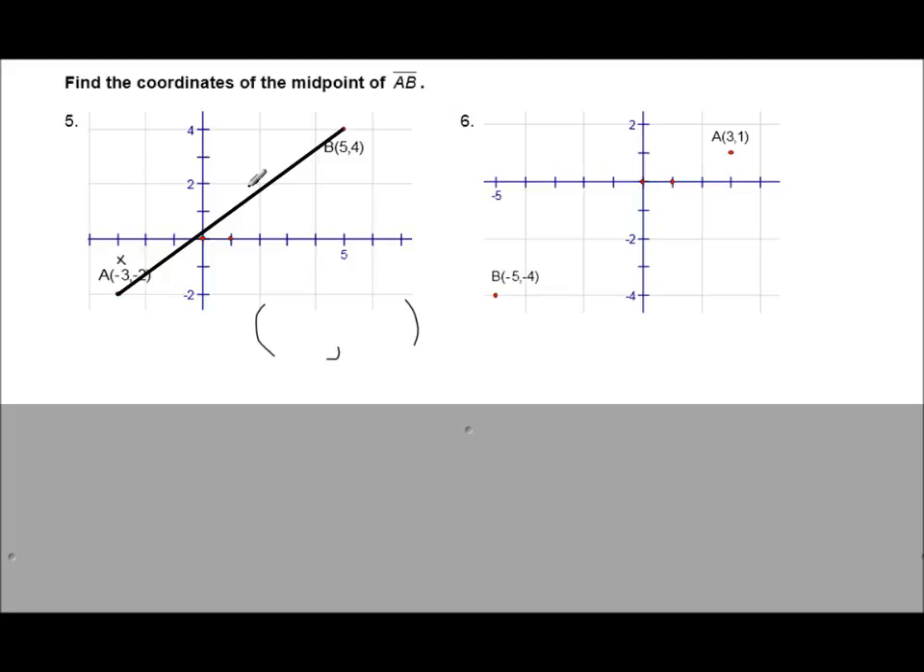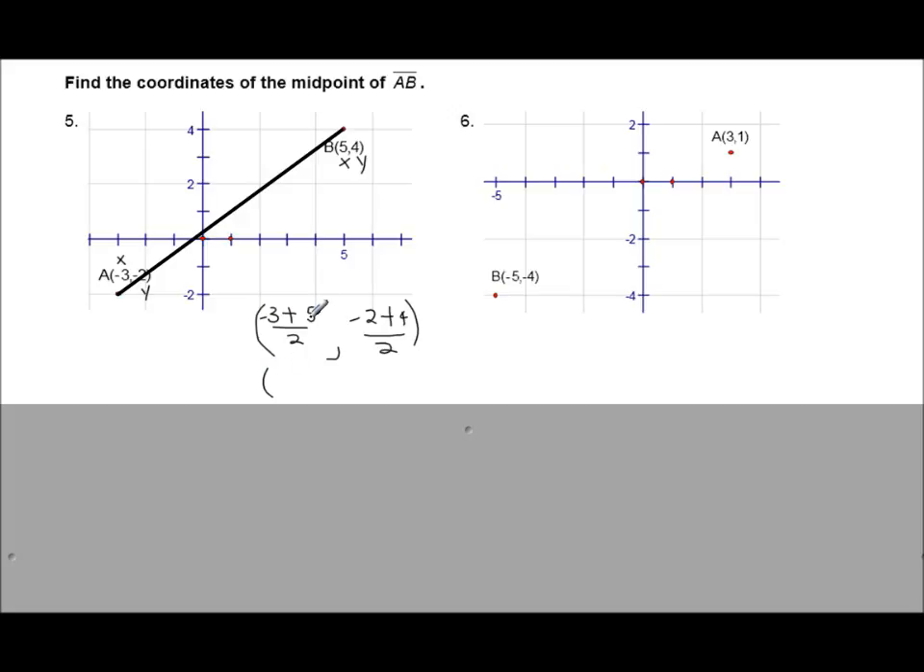So we take our x values. Let's first label x and y for each. Take our x values, divide by 2. So -3 plus 5 divided by 2. And then we add our y values together. I know I kind of covered it up here, but it's a -2. So we take -2 and we add that to our +4, divide by 2.